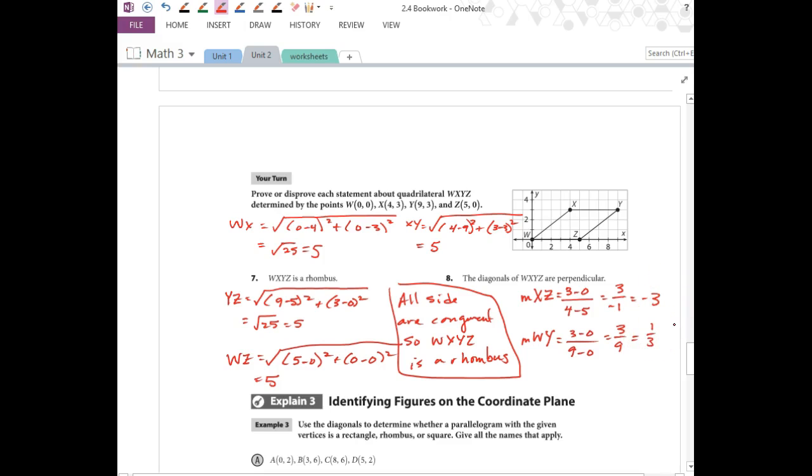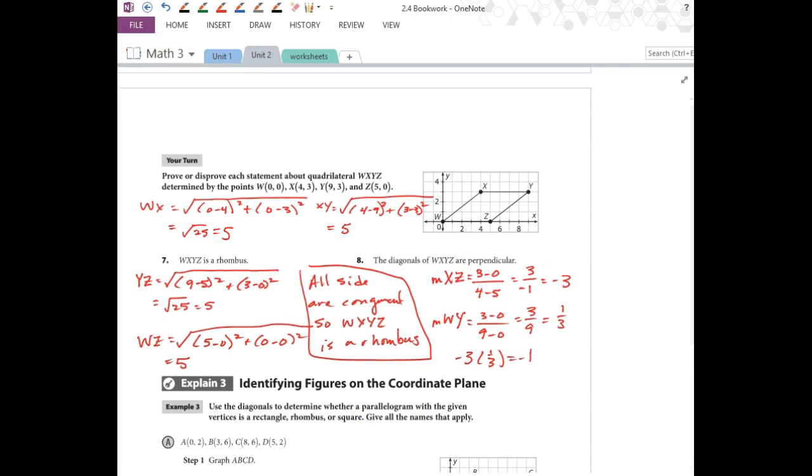So how do I prove that these are perpendicular slopes? They are opposite reciprocals, or you can multiply them and get -1. So you'd say the product equals -1. So XZ is perpendicular to YW.